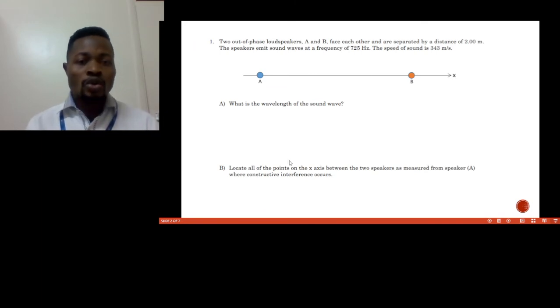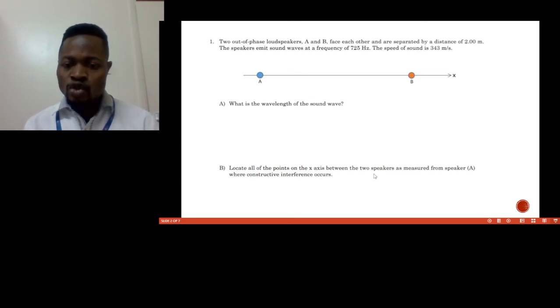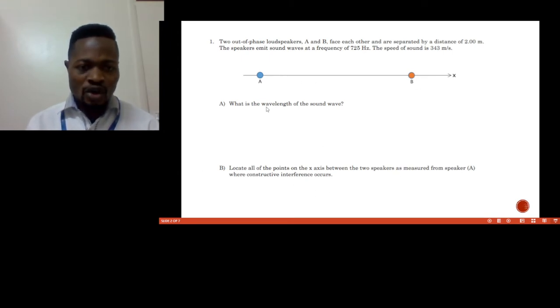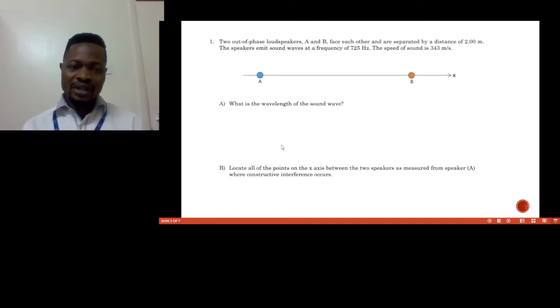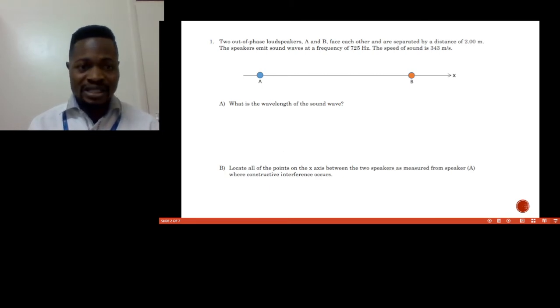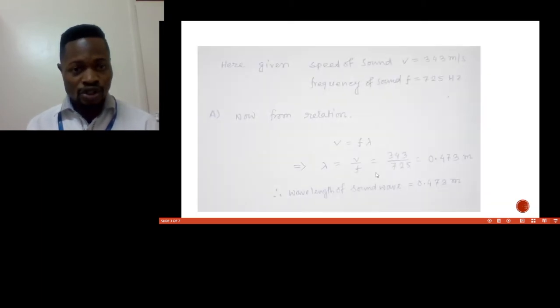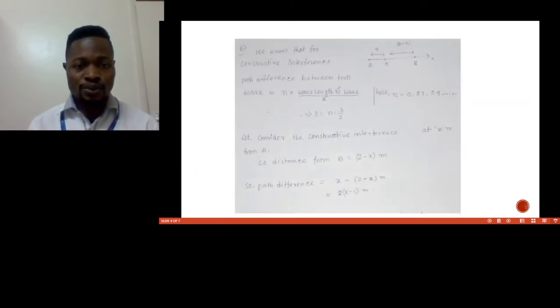We are also to locate all the points on the x-axis between the two speakers as measured from speaker A and B. You have to be very careful here, because remember these two are out of phase. If they are not out of phase, there are different formulas to use. But since they are out of phase, you have to be careful in the way we go about the solution. So let us see what we are supposed to do.